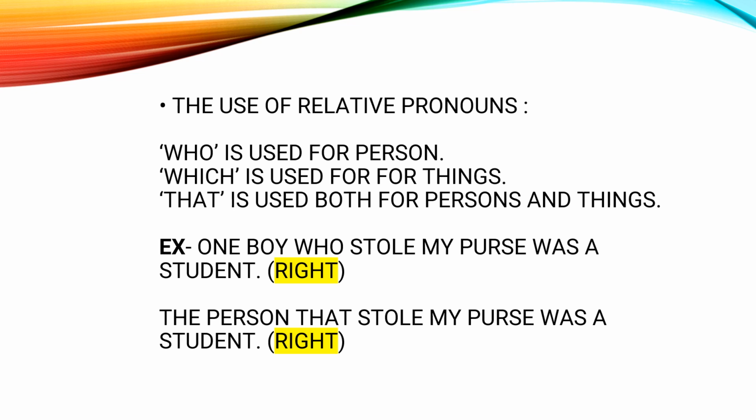So when you are referring to that single boy, one boy who stole my purse, in the next statement we are using that, referring to that particular boy you were talking about. Now you're talking about him as a person. So, the person that stole my purse was a student. So both of them are correct, whether you're using them for a person or a thing.